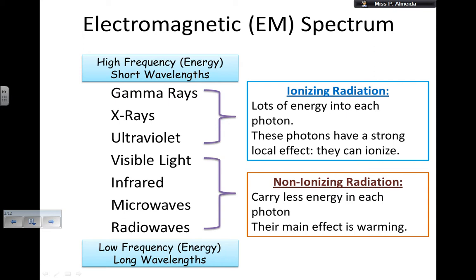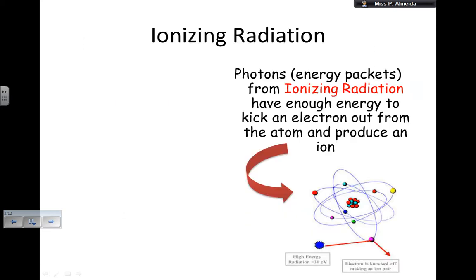They can ionize. So ionizing radiation, if you have photons, which can be called packets of energy, so energy coming in small packets, these photons have enough energy to kick an electron out of the atom and therefore produce an ion. Remember, an ion is an atom with a charge that gained or lost one or more electrons, okay?